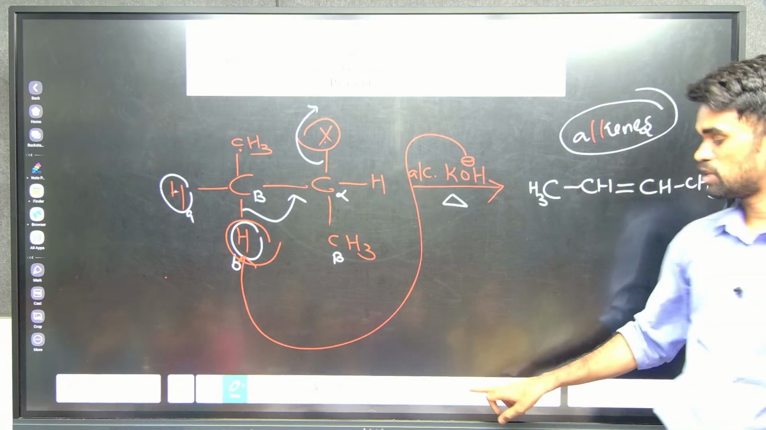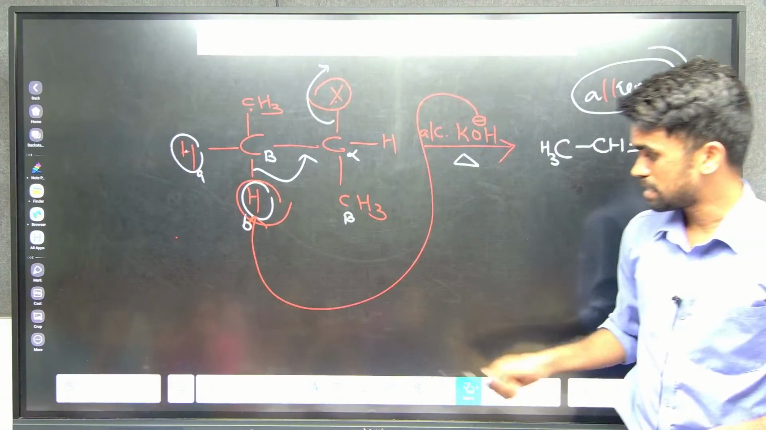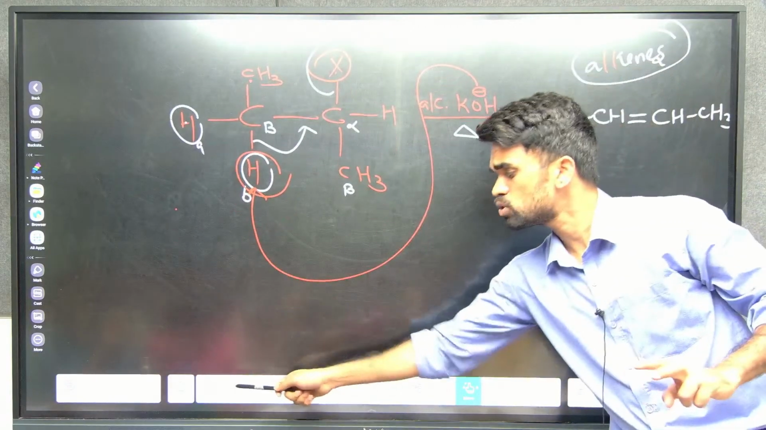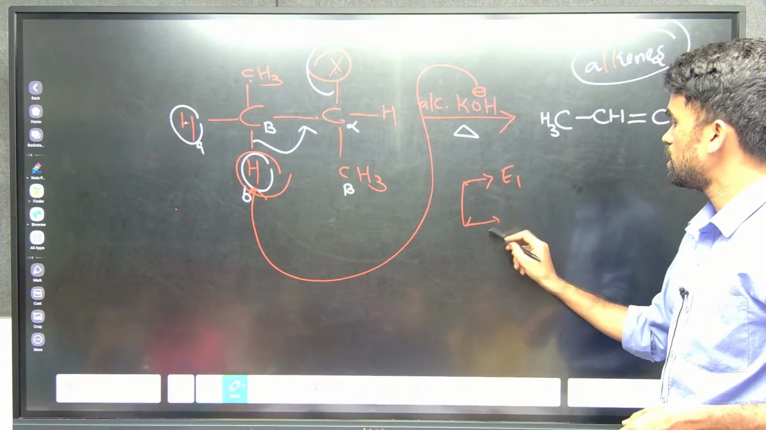Okay, I told you something like shades of product, Hoffman product. Okay, next thing is, here also 2 types of mechanisms are there. E1 mechanism, E2 mechanism.